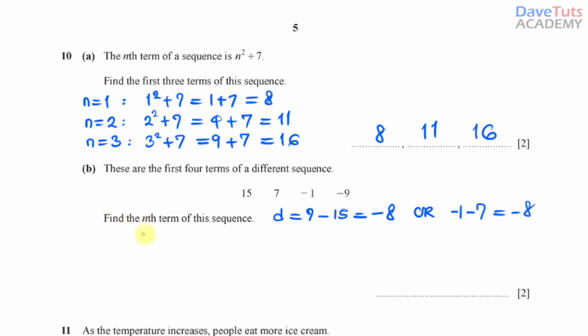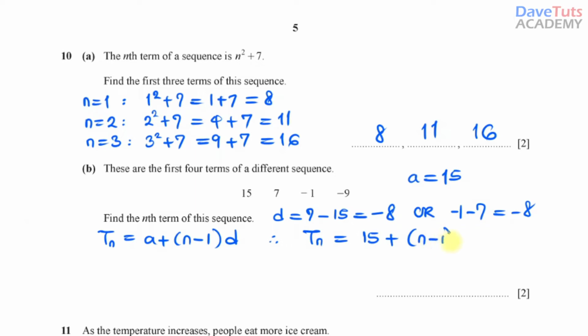Now we are asked to find the nth term of the sequence. That nth term, Tn, is given as a plus (n minus 1)d. The common difference we have found to be minus 8. A is the first term, which in this case is nothing but 15. So our nth term is going to be 15 plus (n minus 1), in terms of n since we are looking for the nth term, multiplied by d, which is minus 8.